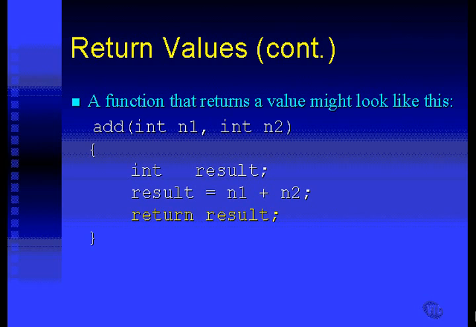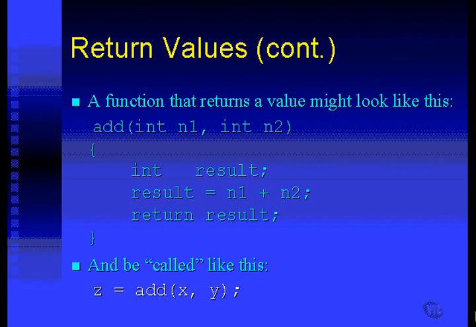So how might we call this function? What would it look like if we were to call add from main? Well, it might look like this. We might say z equals add, and then the two parameters we might pass in may be x and y, for example. x will get copied into n1, y will get copied into n2, then we declare a local variable called result. We add n1 and n2 together, which would obviously be x and y together, and then the return statement is called, which ends up passing the value back into z.